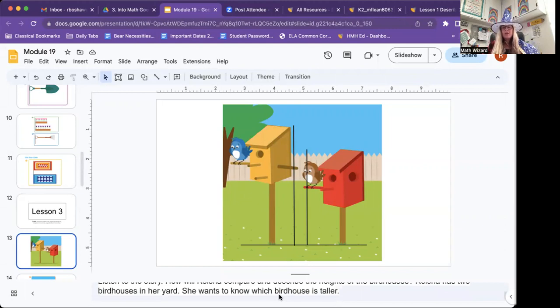She wants to know which birdhouse is taller. Can you tell her, yellow one or the red one? Which do you think? Can you circle that one for me? Good job. All right.